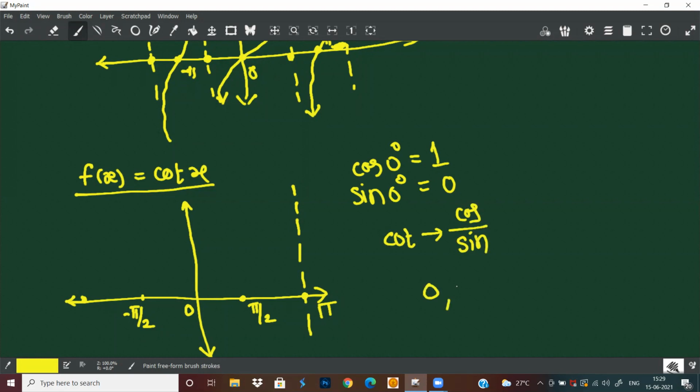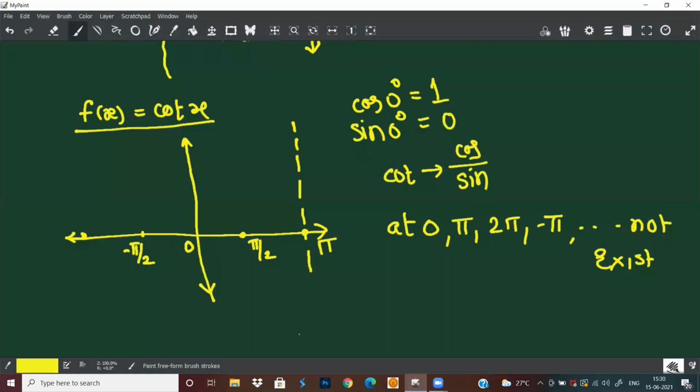So 0 हो, pi हो, 2 pi हो, minus pi हो, it will not exist at this. Integral multiple of pi, it will not exist. Not exist means it will go parallel to the y axis, correct? It will go parallel.